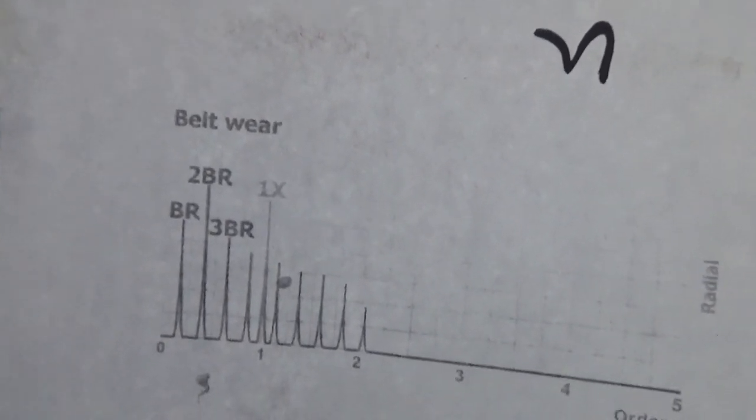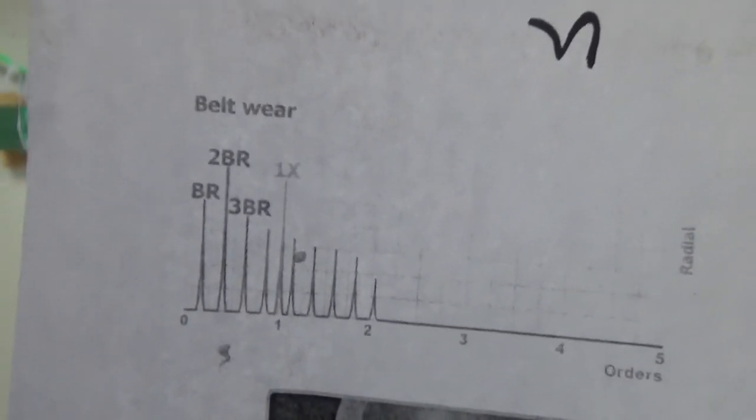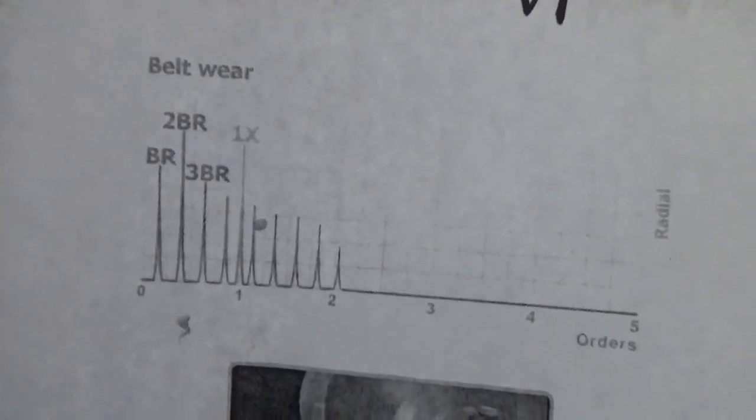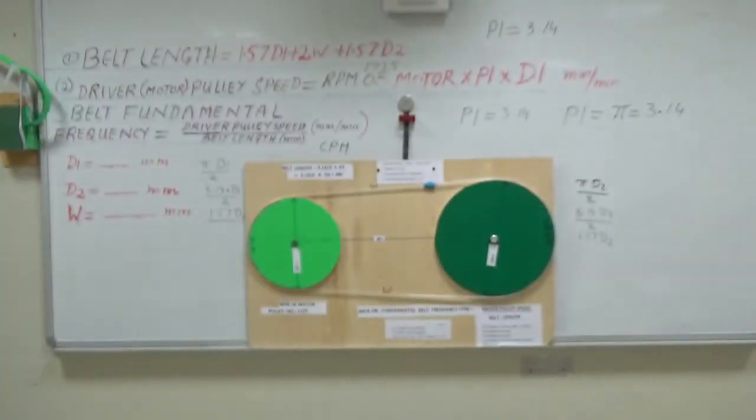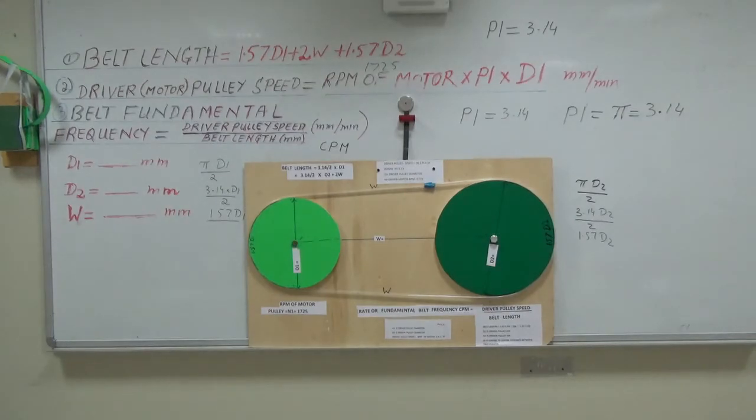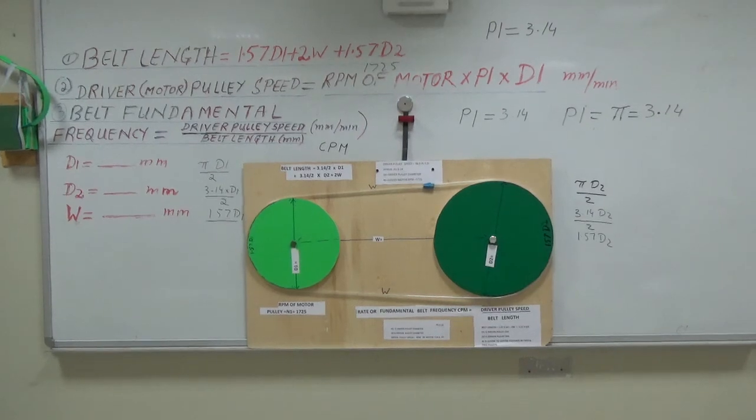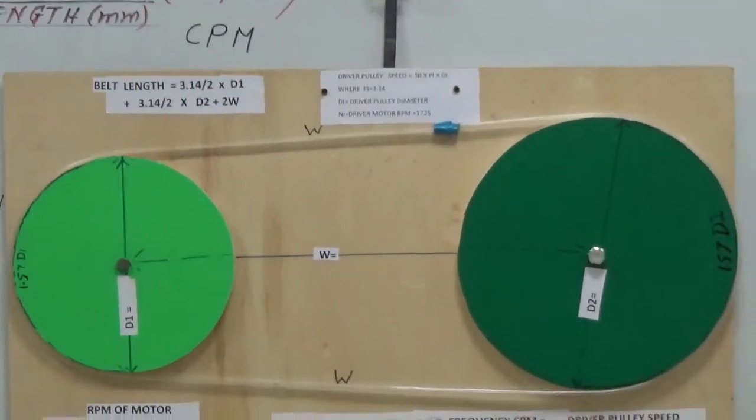Belt fundamental frequency is also called belt rate. BR is belt fundamental frequency. So this is how you can calculate the belt fundamental frequency. So thank you very much, and I will make this a little bigger so you can see the formula here. You can see what is written here.